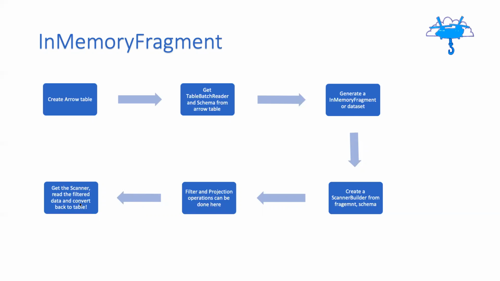After that, we get the scanner, and we can read the filtered data and convert it back to an Arrow table. So that's all.